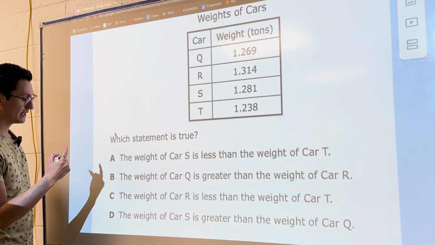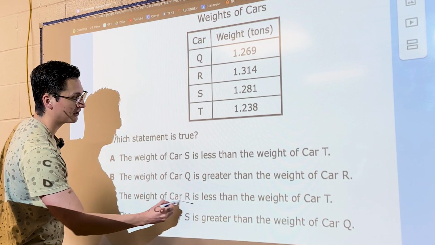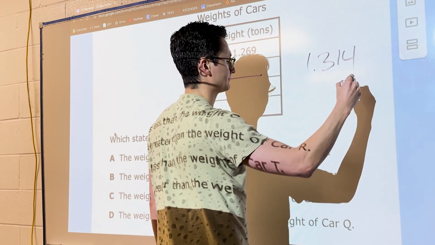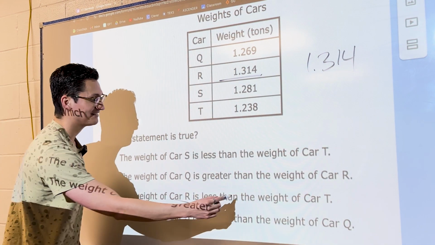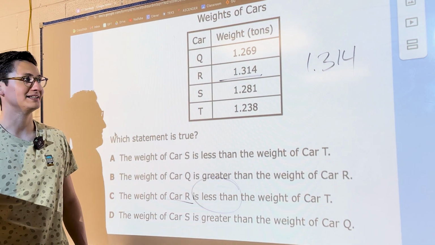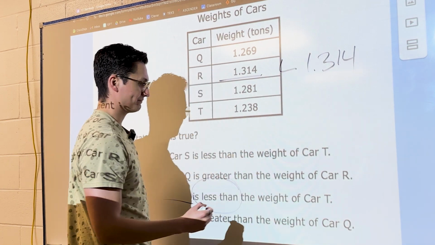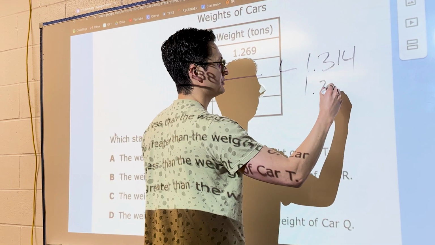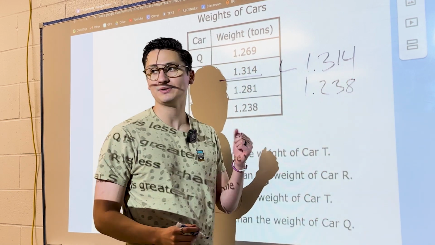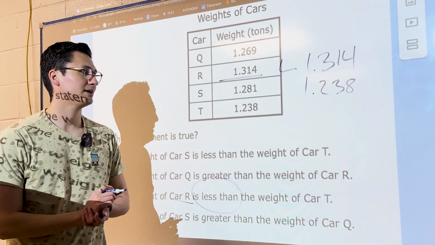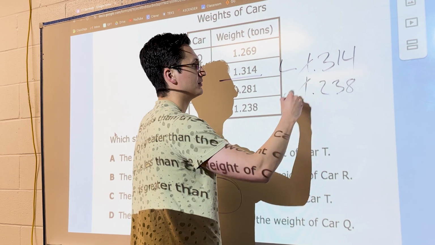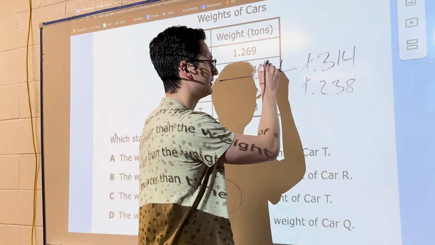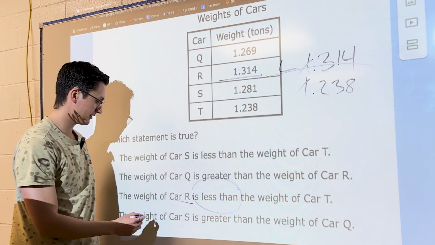Now we go to answer choice C. The weight of car R, 1.314, is less than the weight of car T. Car T, 1.238. And what should we do now? Compare, right? The 1s are equal. Is 3 less than 2? No, it's greater. So therefore, that's wrong.